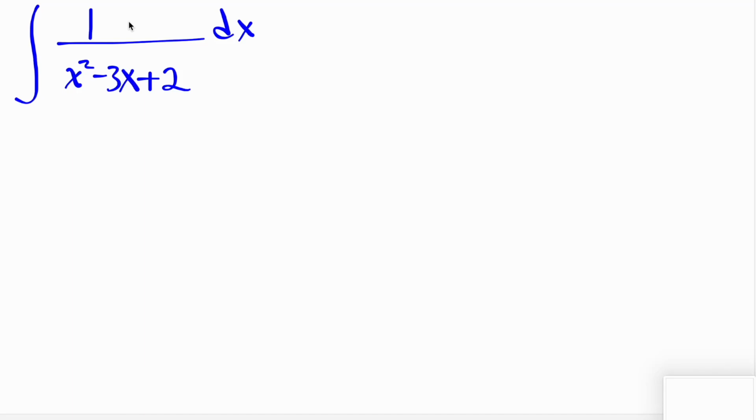Hi everyone. We are going to be learning about how to integrate using partial fractions, how to decompose a given rational expression like this into partial linear fractions. Let's begin with how to know to use this method. So we have a rational expression that we're trying to integrate here, and the denominator looks like a quadratic.